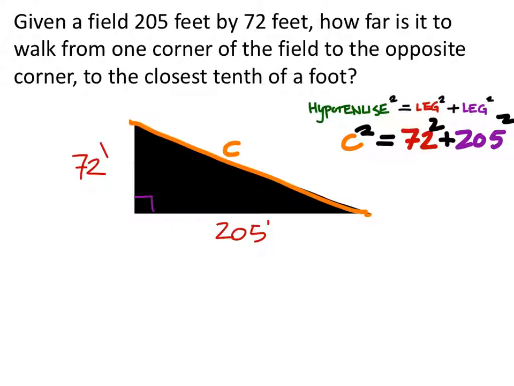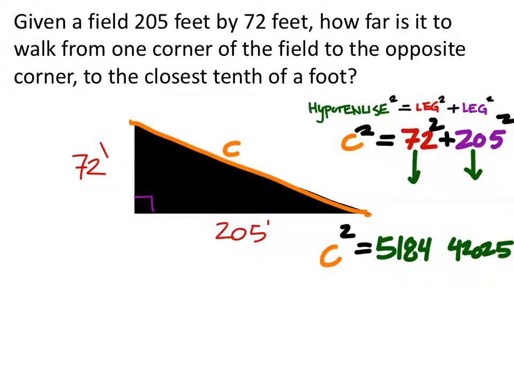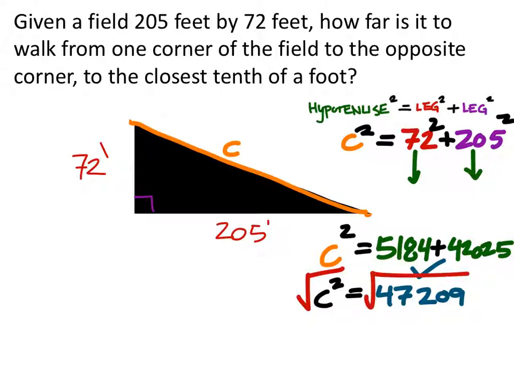So let's go ahead and evaluate the 72 squared and the 205 squared. So I have 5,184 and 42,025. Of course, that would be our hypotenuse squared equals that sum. So let's go ahead and add those two together then. So our hypotenuse, as a square, is 47,209. And then finally, to solve this, we'll square root both sides so that we just get the hypotenuse.